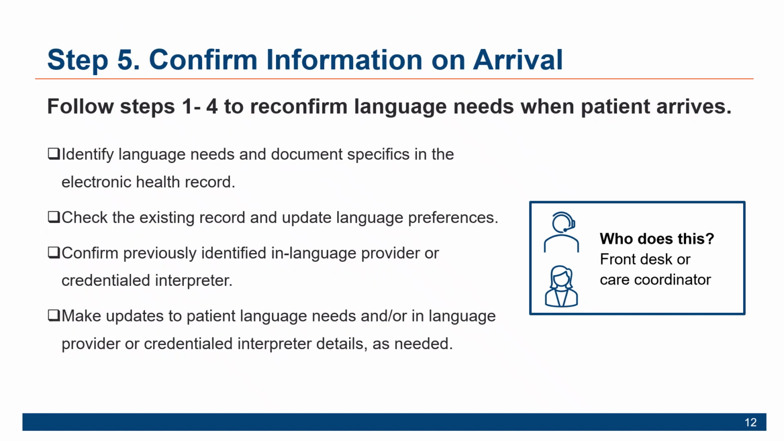Step 5 occurs when the patient arrives for their appointment. Front desk staff or care coordinators should reconfirm the patient's preferred language, check that the interpreter request matches the current need, and verify the interpreter's identity and modality. Staff should also review the existing documentation and update it if there are any changes to interpreter details or patient preferences. Doing this at check-in helps prevent mix-ups and ensures the right interpreter is ready before the visit begins.